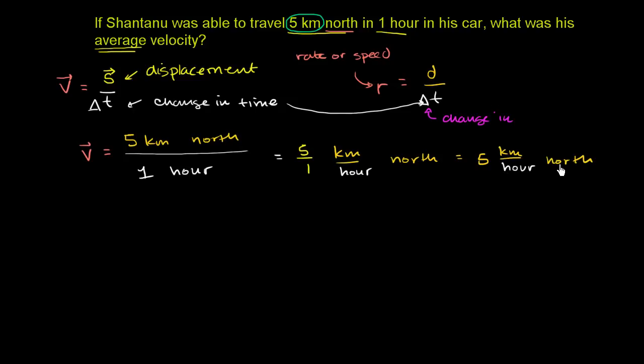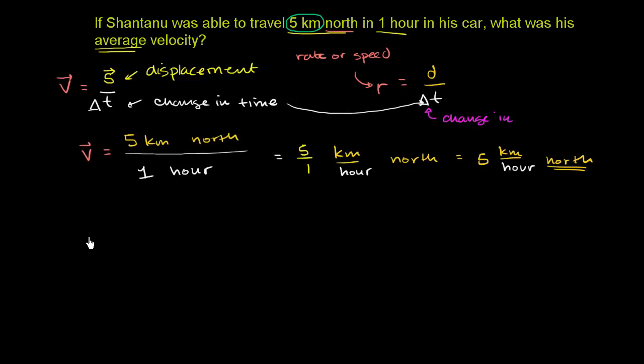You have to say to the north if you want velocity. If someone just said 5 kilometers per hour, they're giving you a speed or a rate or a scalar quantity. You have to give the direction for it to be a vector quantity. You could do the same thing if someone just said what was his average speed over that time.